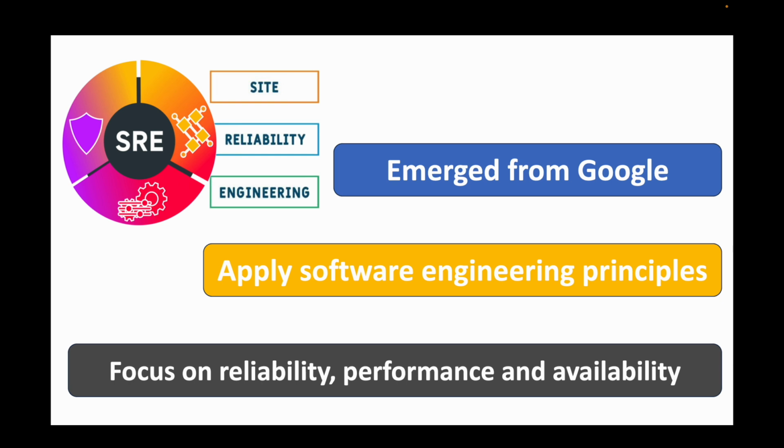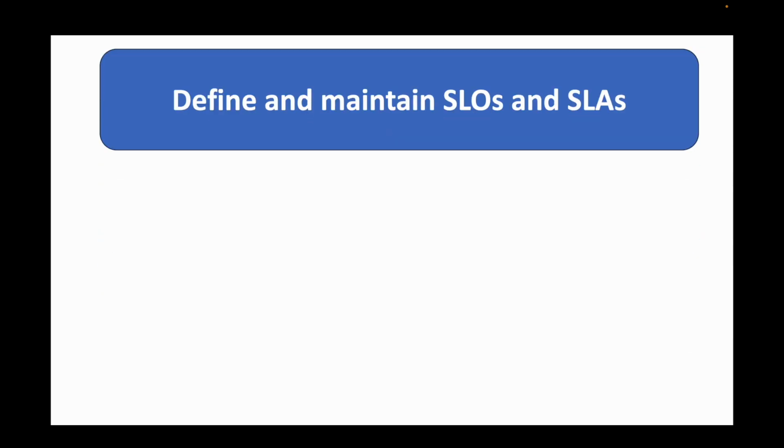So making sure your application is highly available, reliable, and gives you better performance. That is what you will be doing as an SRE. Some of the key features of SRE are that you will be responsible for defining and maintaining your SLOs and SLAs. SLO is your service level objectives, and SLA is a service level agreement. So you will be responsible for defining those parameters and also maintaining those parameters.